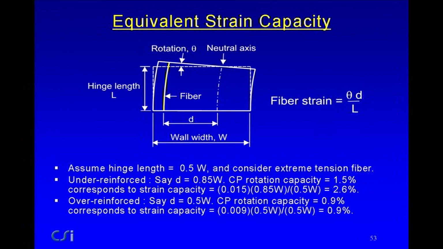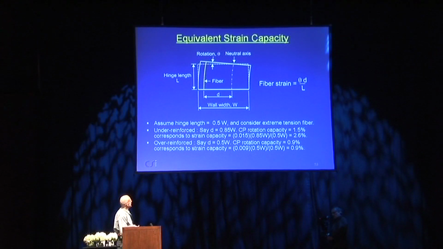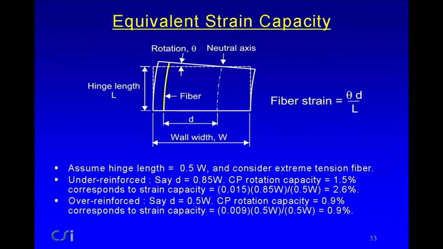If we look at what might happen for a particular case of the capacity I just indicated before, let's assume that the hinge length is 1/2 W, so L is 1/2 W, and let's consider strain on the extreme tension fiber. If we look at the under-reinforced case, then the collapse prevention rotation capacity from ASCE 41 was 1.5%. If I assume an effective depth of 0.85 W, this translates into a strain of 2.6% in the steel.